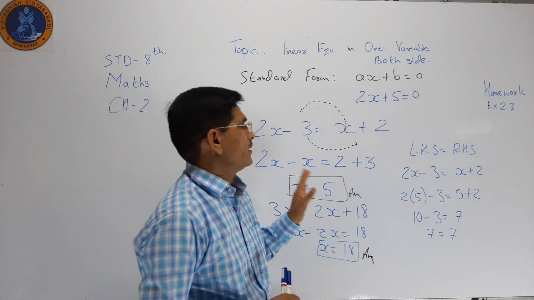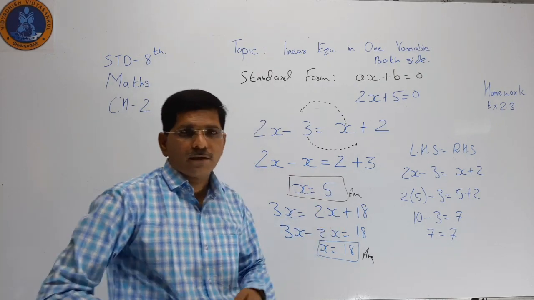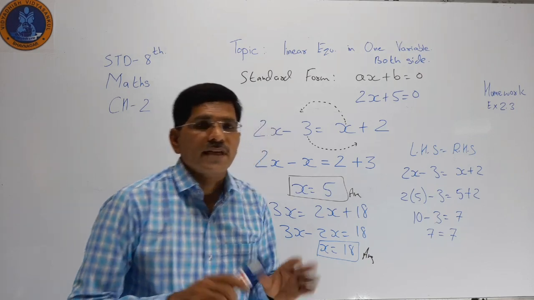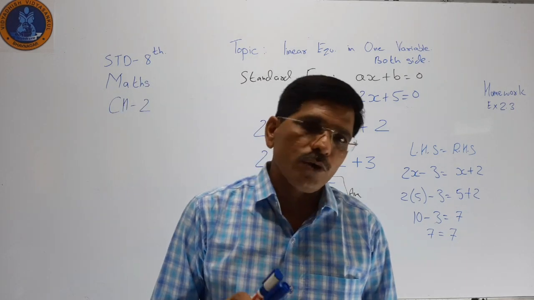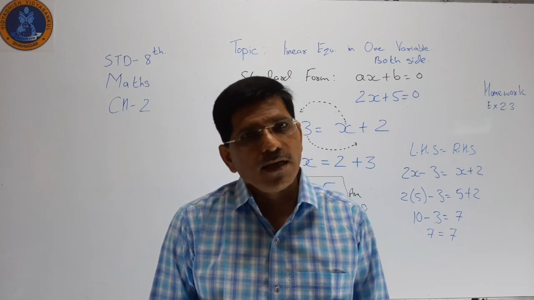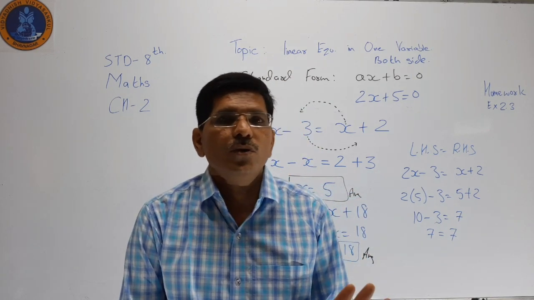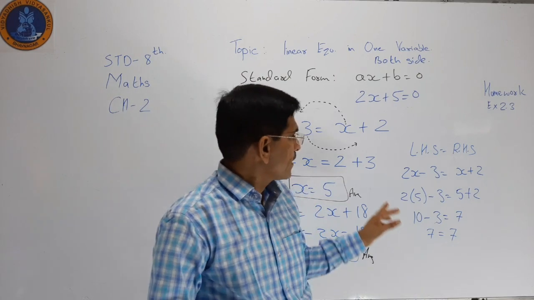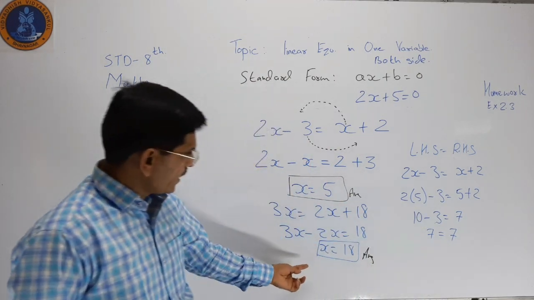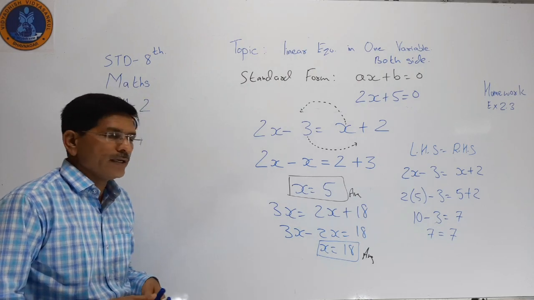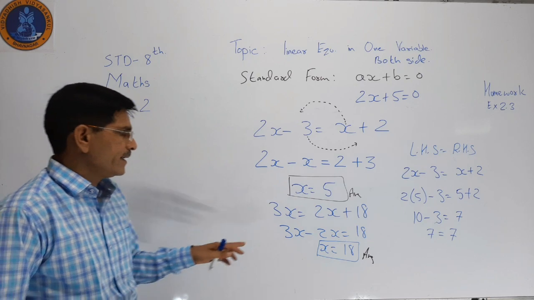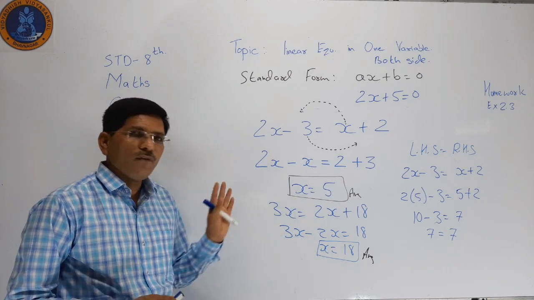Again I explained: if we get the answer x equal to 5 or x equal to 18, for checking purposes we put the value in the equation, and if we get the correct answer, it means left hand side is equal to right hand side. So for one example we got 7. One more here, x is equal to 18. What do I have to do? 3x is equal to 2x plus 18. So I have to put the value of x.